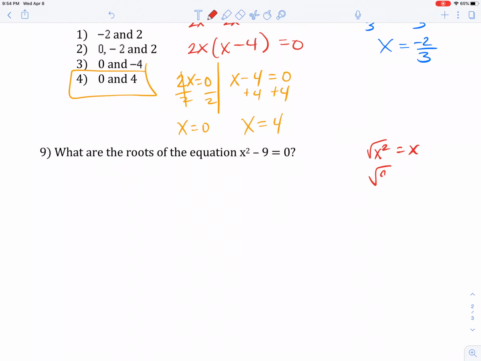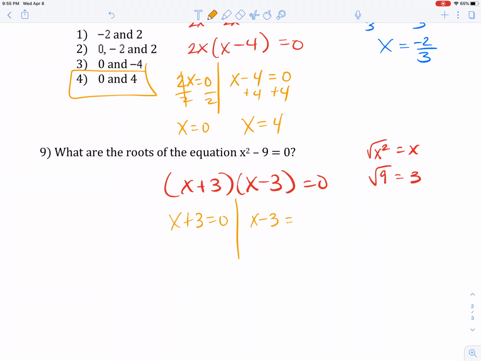And the final problem is a difference of squares. This one seems to be a favorite. My two factors are x plus 3 and x minus 3. Set each factor equal to 0. And when you solve, you get -3 and +3.